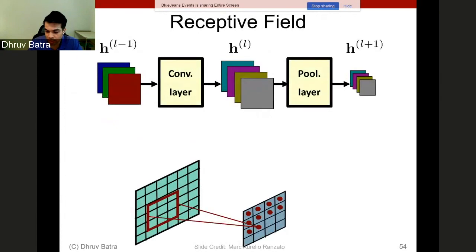One thing I want to use this pooling step for is to convey the notation, the concept of receptive field, which is a very useful concept. Let's assume we have a convolution layer followed by a pooling layer, going from HL-1 to HL to HL plus 1. This is, for example, one of the channels in HL-1. We notice that there are some pixels that are involved in the computation of this one pixel on the output.